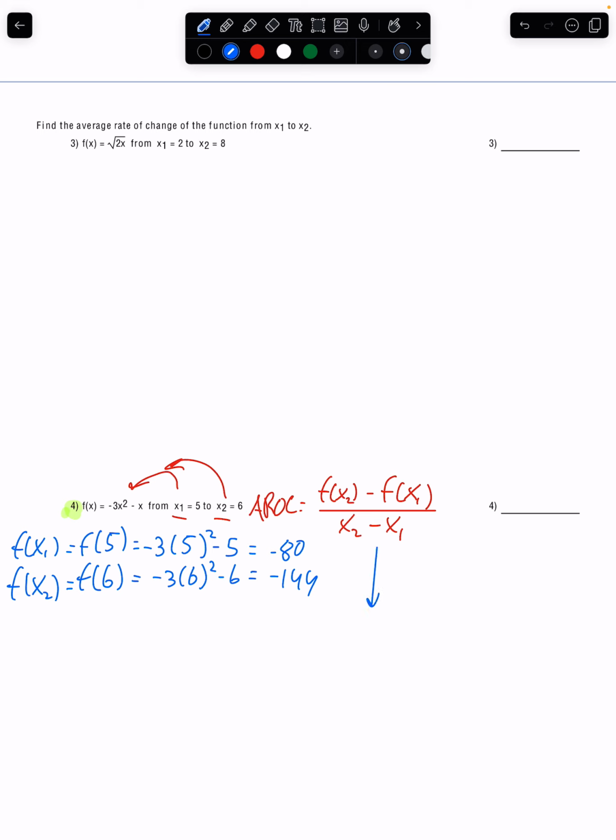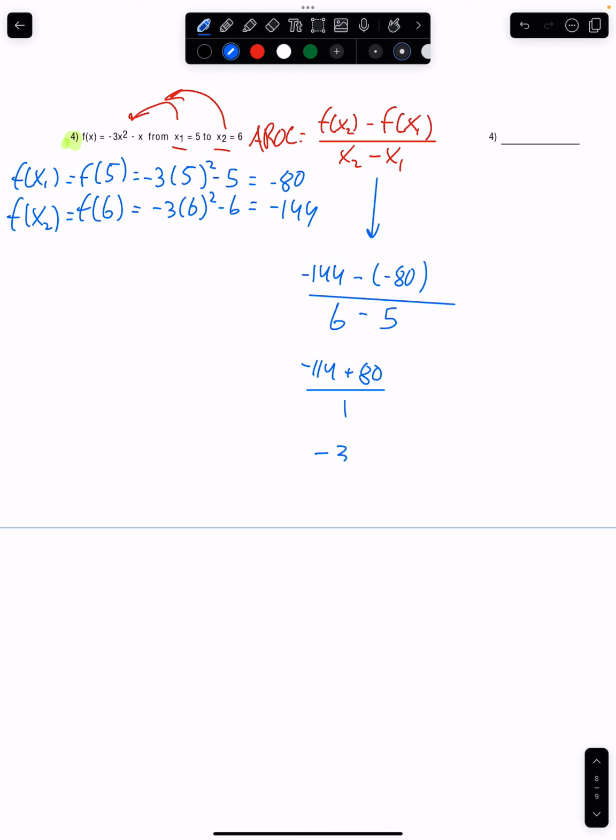Now, to use the equation we're given, f of x sub 2 is our negative 144 minus f of x sub 1 which is negative 80. Then x2 is the 6 that we're given minus x1, which is our 5. Simplify this, it's all going to be over 1. This becomes a plus. And our answer is negative 34.